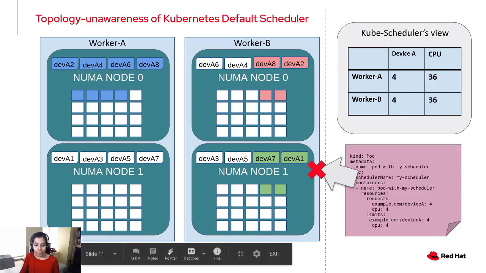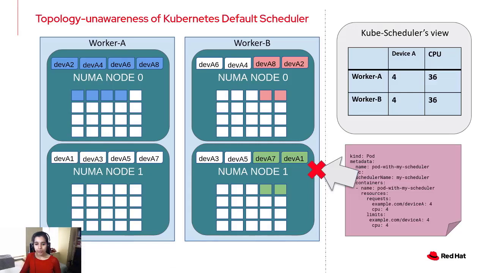So when an application requests 4 devices and 4 CPUs and needs to be placed, the scheduler finds worker B as a perfectly fit candidate for scheduling the pod. However, as you see, the Topology Manager, which has been configured with the single NUMA node policy, will not be able to align the resources on a single NUMA node, and the pod would end up in a topology affinity error.